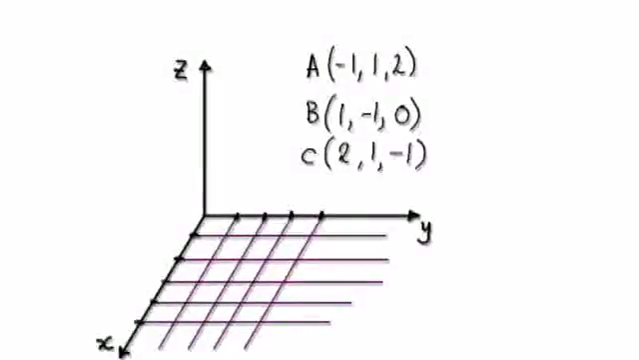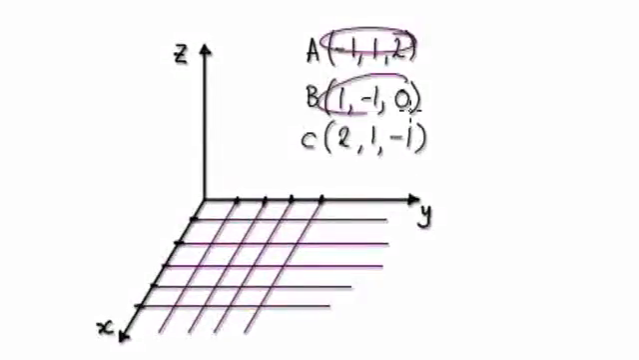Okay, let's give you guys some practice now. So I've got a triangle with these three vertices. This one here would be -1, 1 across, and then 2 up. 1, 2. So it'd be around here.